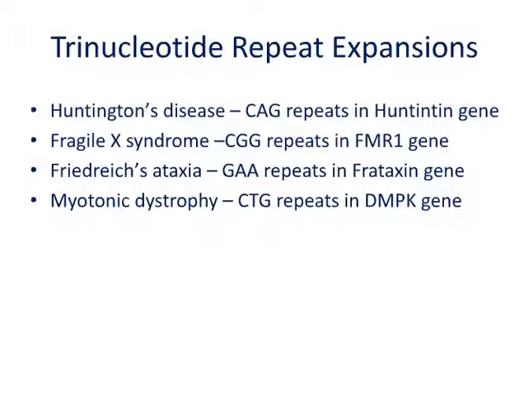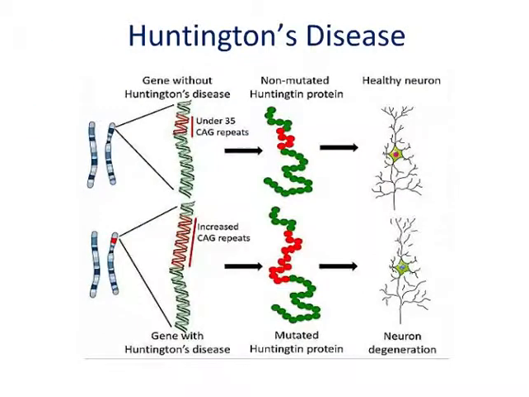Some well-known trinucleotide repeat disorders include Huntington's disease, which is caused by CAG repeats in the Huntington gene, Fragile X syndrome, which is caused by CGG repeats in the FMR1 gene, Friedreich's ataxia, which is caused by GAA repeats in the frataxin gene, and myotonic dystrophy, which is CTG repeats in the DMPK gene.